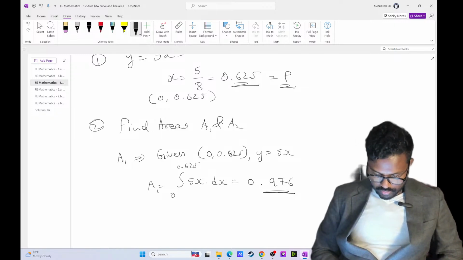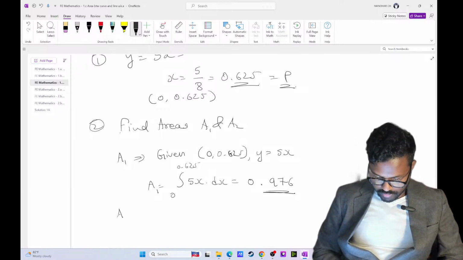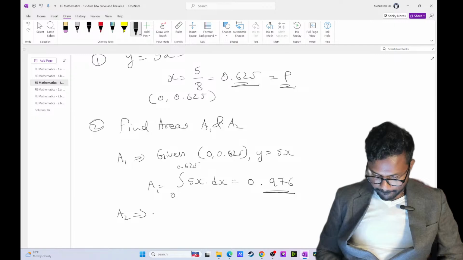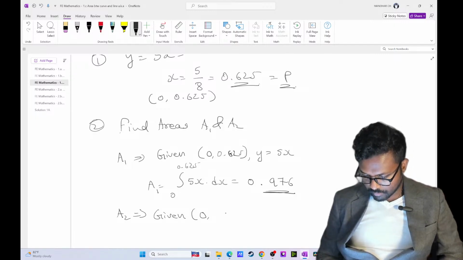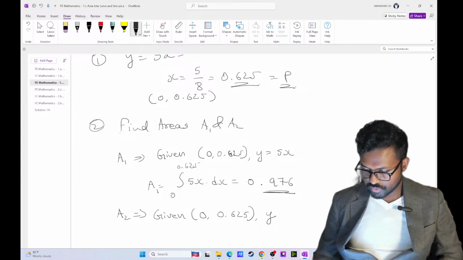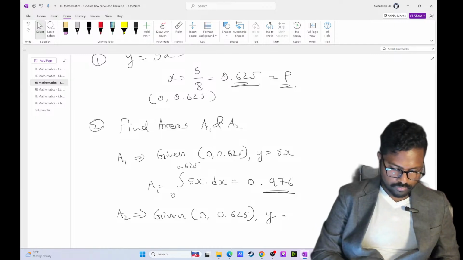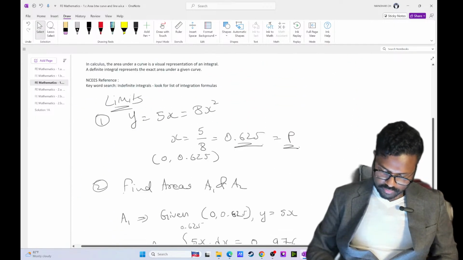Okay, and now we are going to solve for area A2, for which the given limits will be the same again, but I'm just going to write it just so you are used to following the process. And the equation y is equal to 8x square.